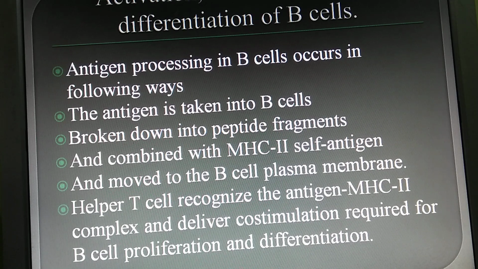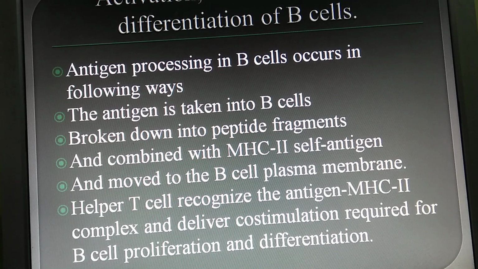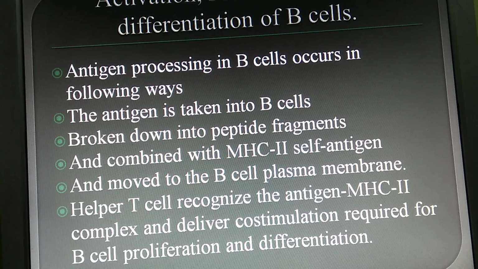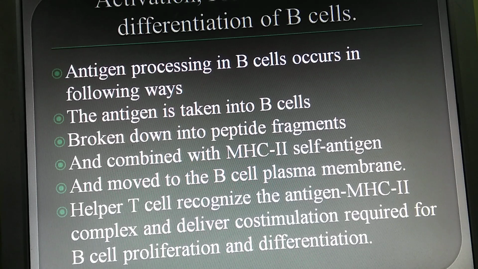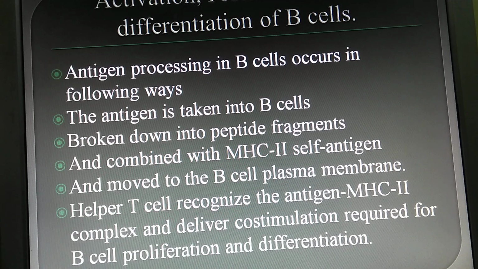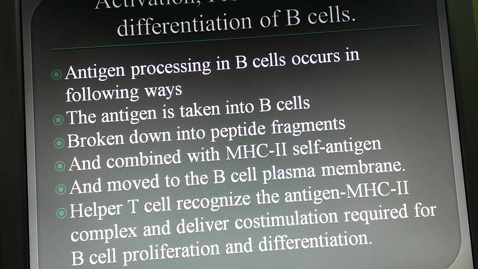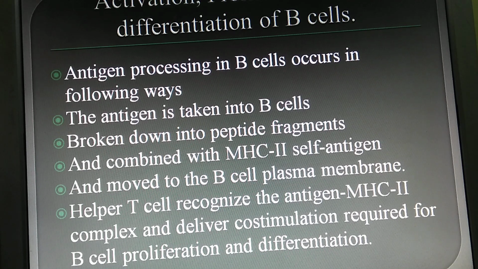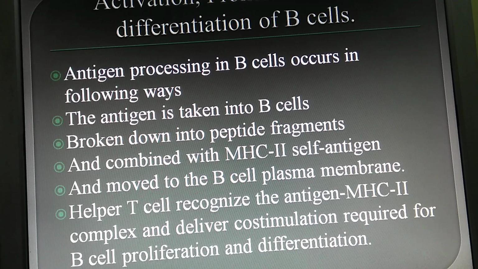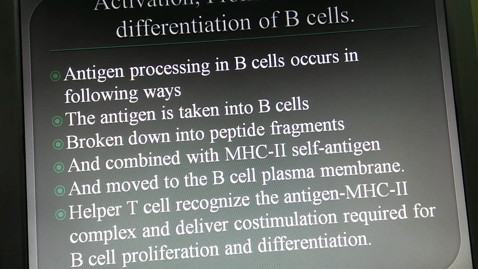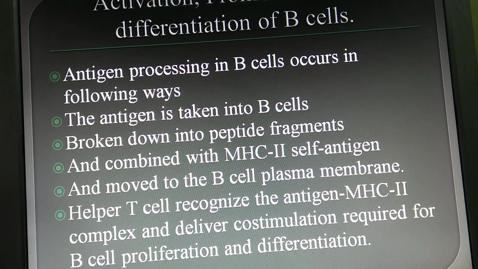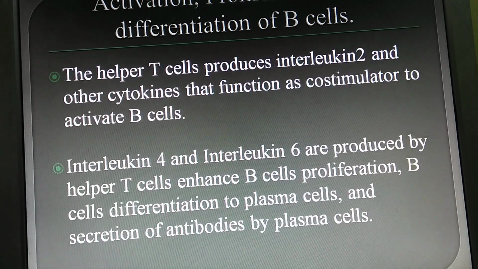Now, activation, proliferation and differentiation of B cells. Antigen processing in a B cell occurs in the following ways. First of all, antigen produced by the viruses or bacteria is taken into B cells. Then these antigens are broken down into peptide fragments and they combine with MHC-II self-antigen and move to the B cell plasma membrane. Now here, the helper T cell recognizes the antigen MHC-II complex and delivers costimulation required for B cell proliferation and differentiation.